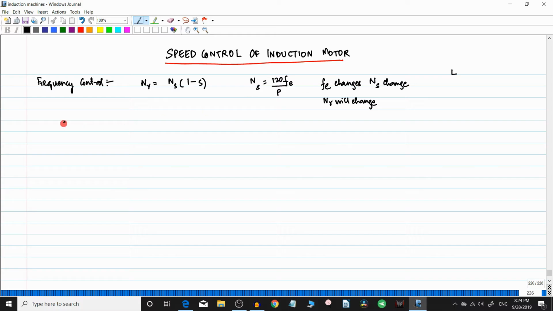So frequency changes means what? The frequency can either increase or decrease. That is, if for example we take FE rated, the frequency can be either greater than this FE rated, or it can be adjusted to be less than the FE rated. So these are the two conditions.